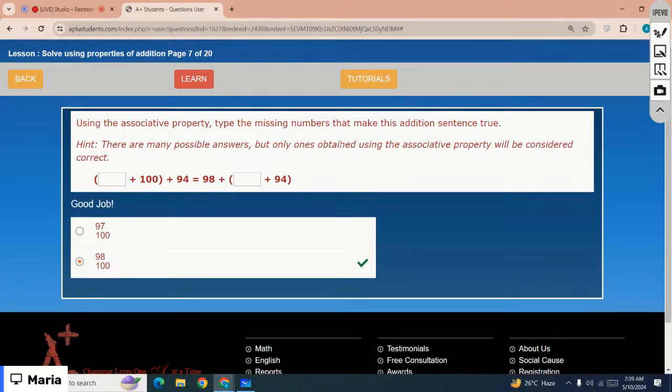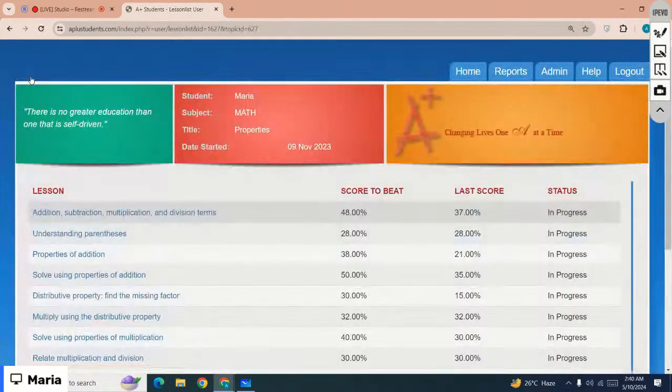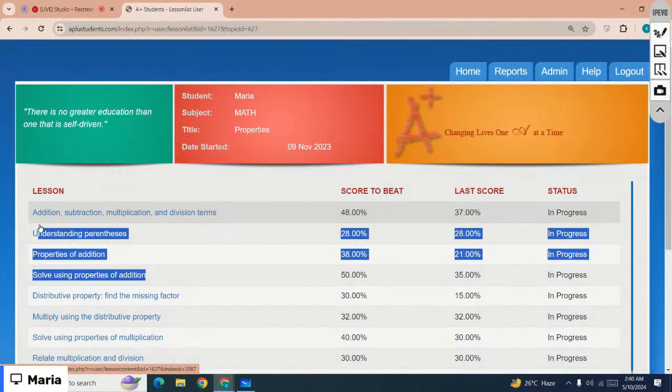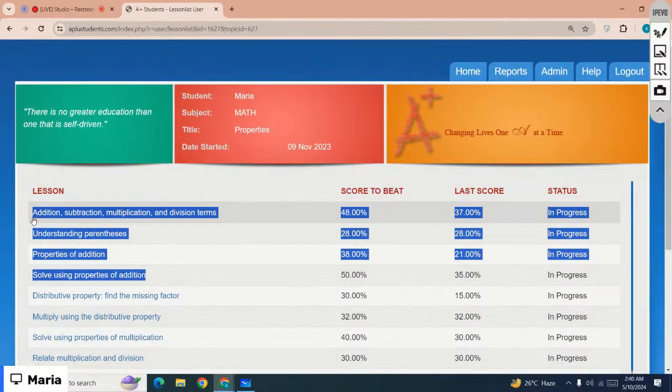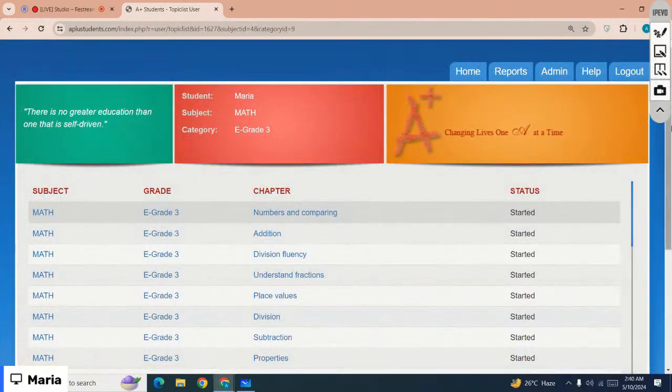Okay, you can complete the lesson by yourself later today. So we were working on grade 3 math. The chapter we were working on is properties, and the lessons we have covered today are addition, subtraction, multiplication and division terms, understanding parentheses, properties of addition, solve using properties of addition. So please make sure before the next session you complete all the practice questions for the lessons we did today. That is your homework until the next session, right?